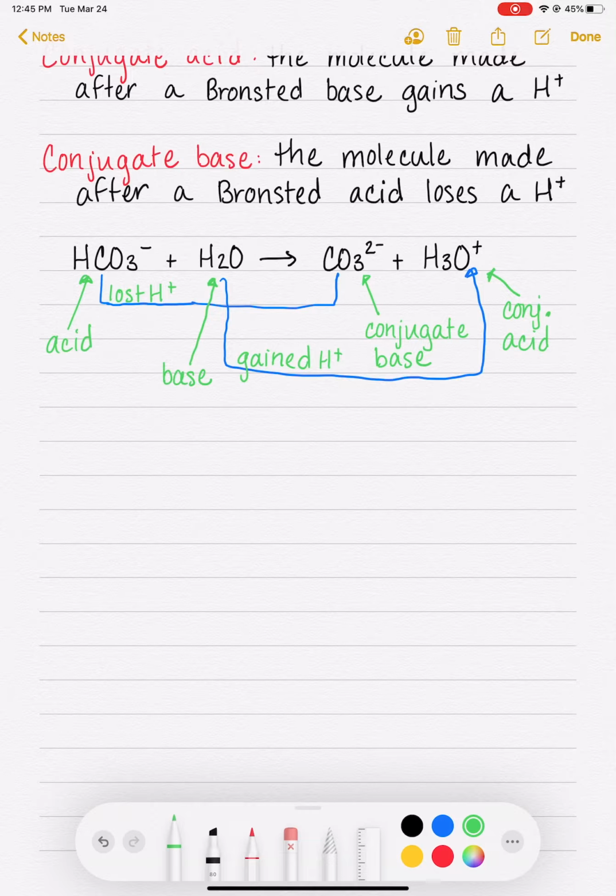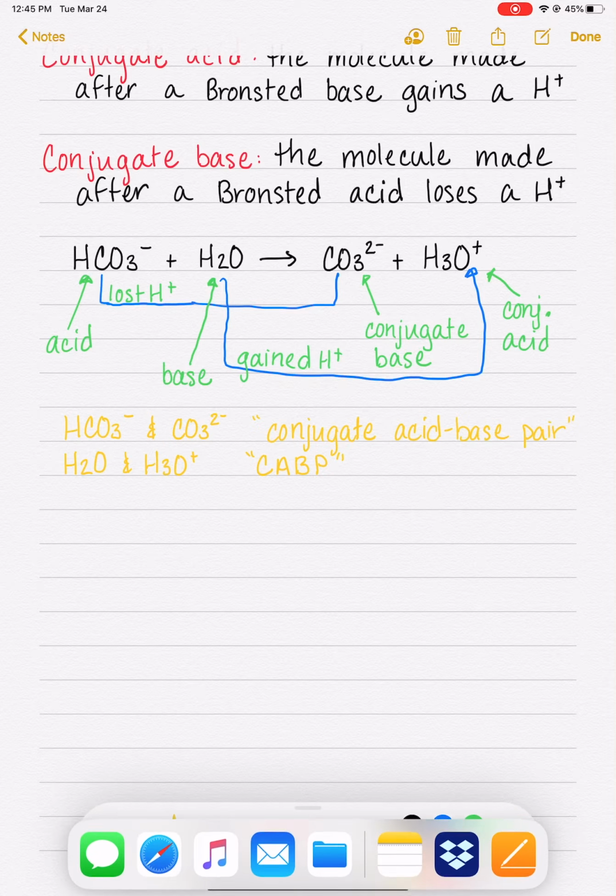We can also say that the acid, in this case HCO3 minus, and the thing that it turns into, in this case CO3 2 minus, we can call them conjugate acid-base pairs. And same for our other reactant, H2O, and our other product, H3O plus. They are also conjugate acid-base pairs. One's the acid and the other is the conjugate base.